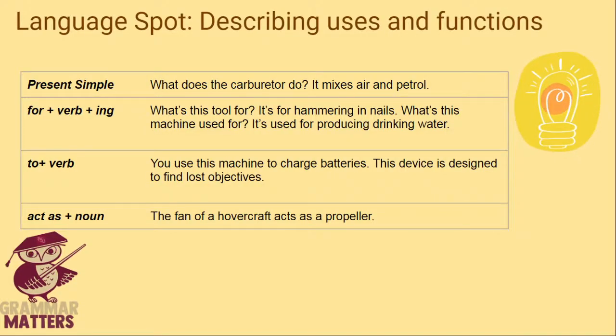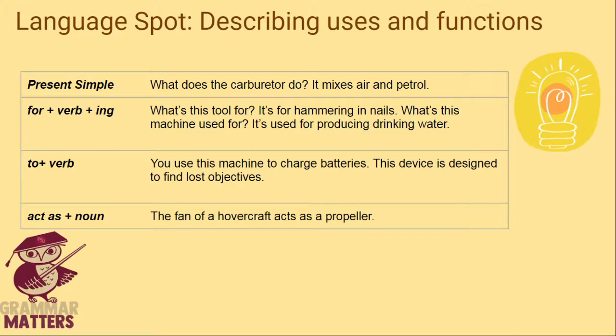The language spot here: describing uses and functions. The first, or primary, way we can describe the function or the use of a given device is by simply using the present simple. Like, what does this carburetor do? The answer, it mixes air and petrol. So here we are simply using the present simple tense.